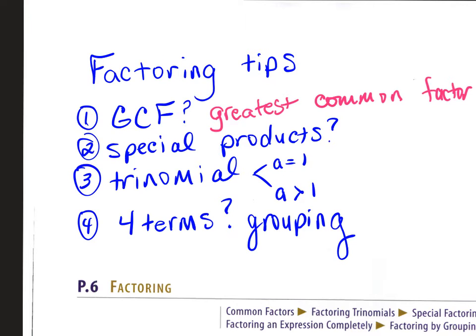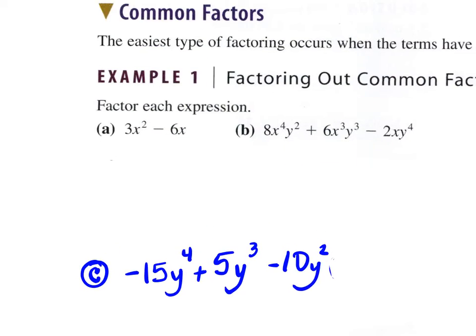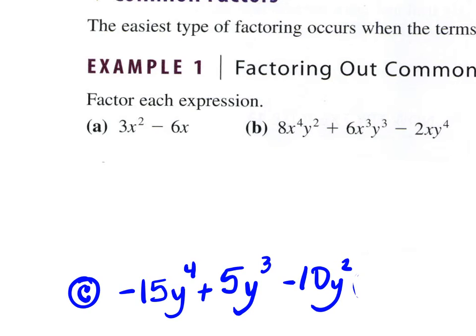And then the second thing we're going to talk about is grouping. The only time we use grouping is when we have 4 terms. All right, we'll get to the stuff in the middle on Tuesday, Wednesday, but I just want to focus on this stuff right now. So we're going to look at these first examples here. All you have to do is greatest common factor. This is not a trinomial or a special product, anything like that.